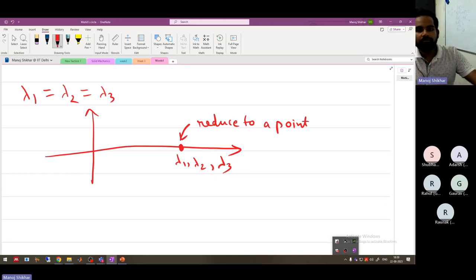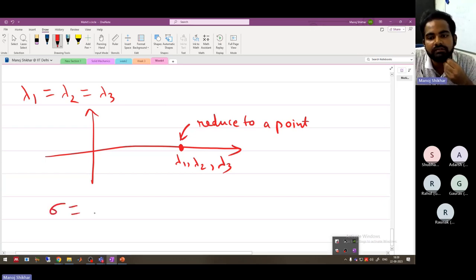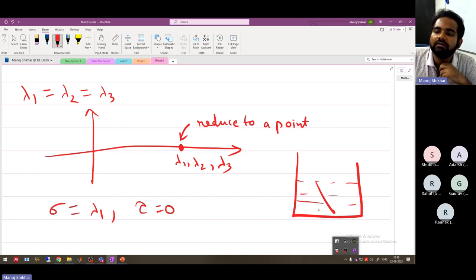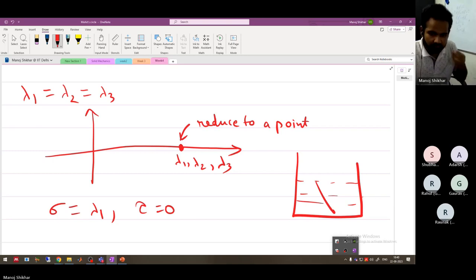And what will be the tau? If somebody asks what will be sigma on any plane, sigma will be lambda 1. And what will be tau? It will be 0. So this is the case of what? Hydrostatic loading. In hydrostatic loading, you take any point or any plane, you have the same loading, minus p, and all the off-diagonal terms are 0, all the taus are 0.